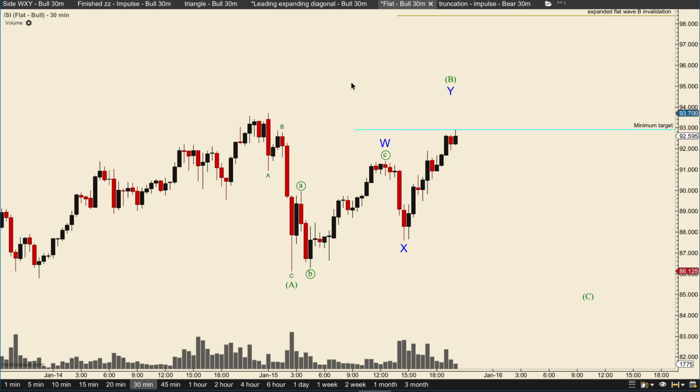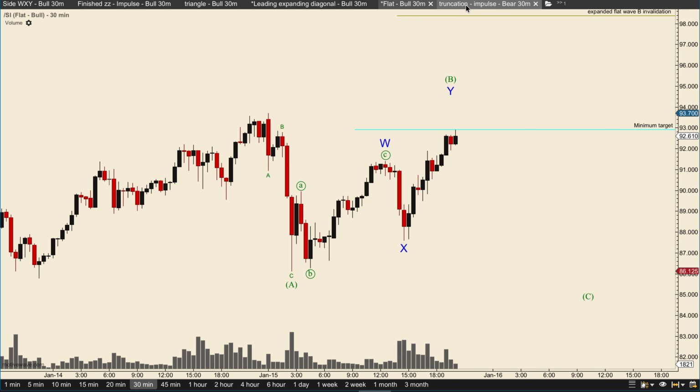And another scenario here is ABC to an A, ABC, W, X, Y into a B. And the minimum target has just not been reached for a wave B to validate this as a regular or expanded flat, which needs to happen for this scenario to be valid.